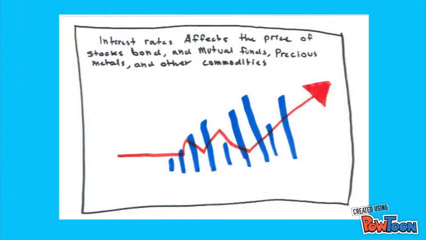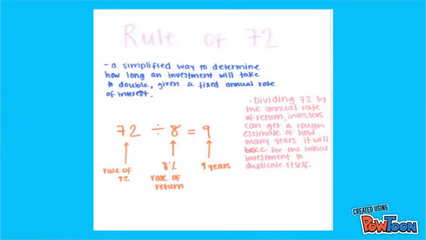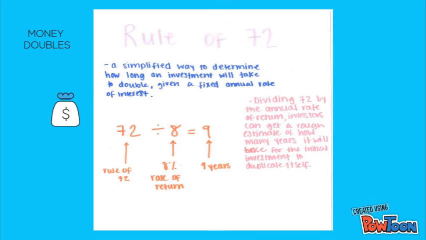Interest rates affect the price of stocks, bonds, mutual funds, precious metals, and other commodities. Rule of 72: a simplified way to determine how long an investment will take to double by using an annual fixed interest rate. All you do is take 72, divide by the interest rate, and that's how many years it takes for your investment to double.